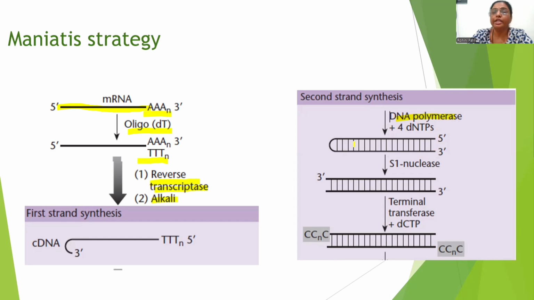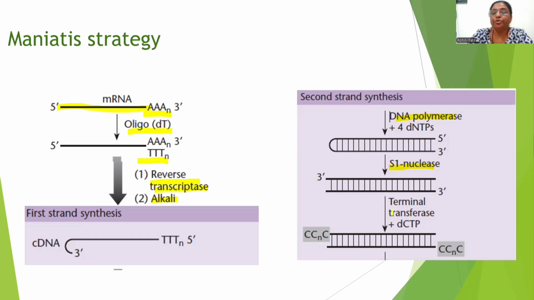But now when you look at this structure, it is a hairpin structure, and such a hairpin structure is not required. For that purpose, a nuclease is used, the single-strand specific S1 nuclease. This S1 nuclease cleaves this loop structure, which is single stranded, and you get a double stranded cDNA.